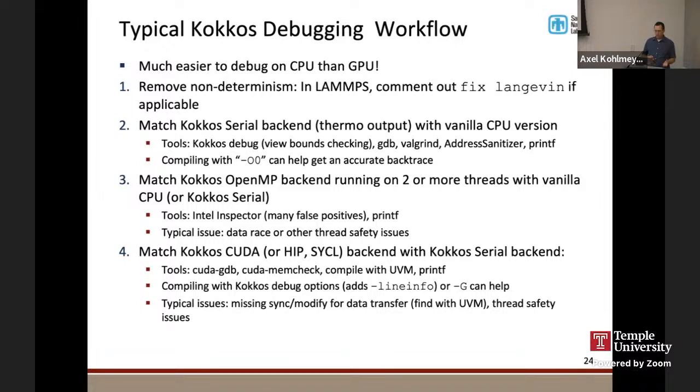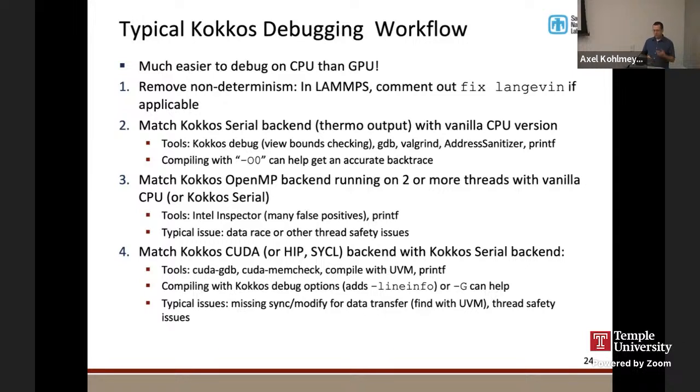And then the fourth and last step is to match the GPU backend. So it could be CUDA or HIP or SYCL, and the serial backend or vanilla CPU should be the same at this point. Some tools you can use are CUDA-GDB, which is like GDB, but it supports GPUs. There's also CUDA memcheck, which is sort of like Valgrind for GPUs. You can compile with UVM. So if you think that you have a bug with the sync or the modify data transfer, compile with UVM and then check the values and compare and figure out where they diverge, and then also print it.